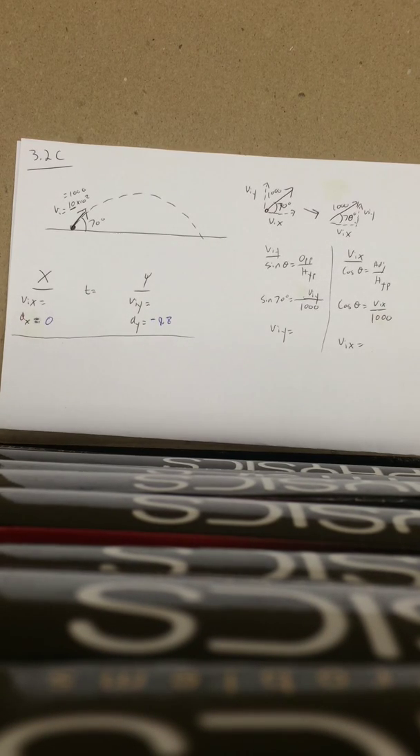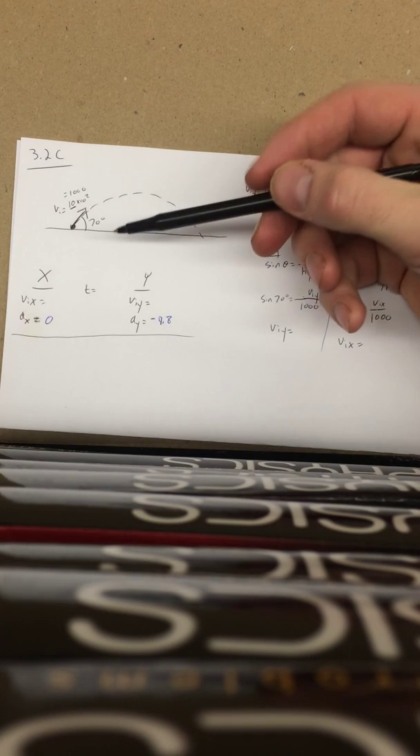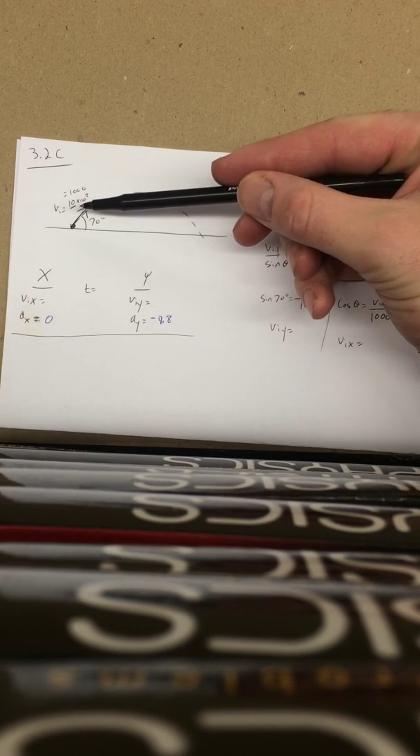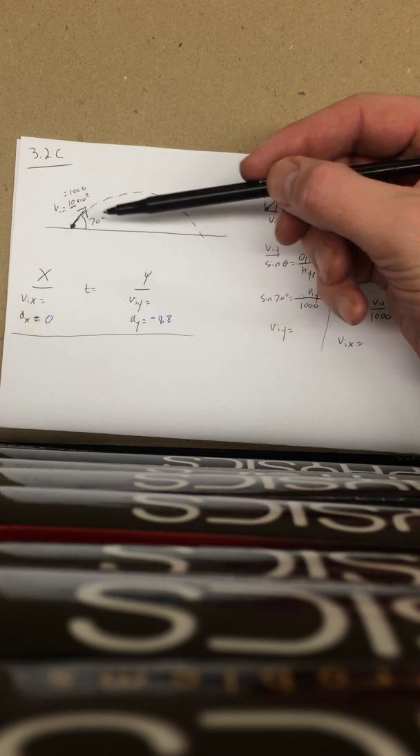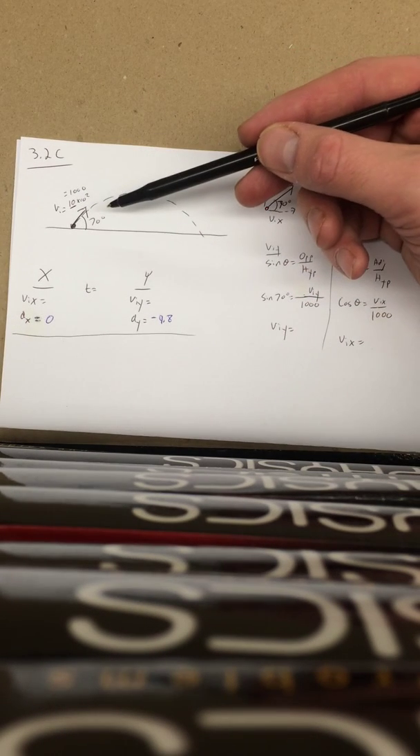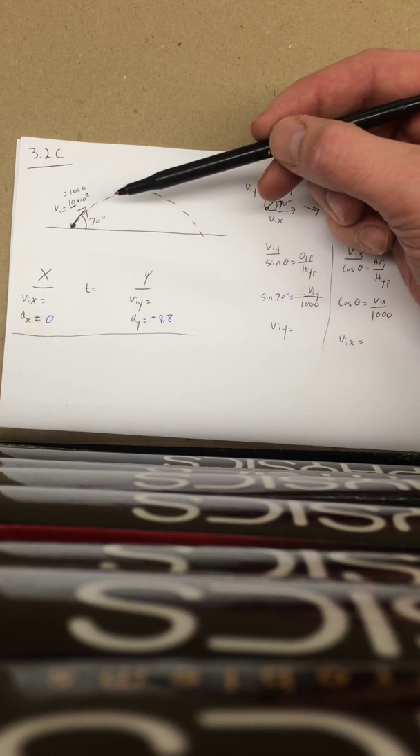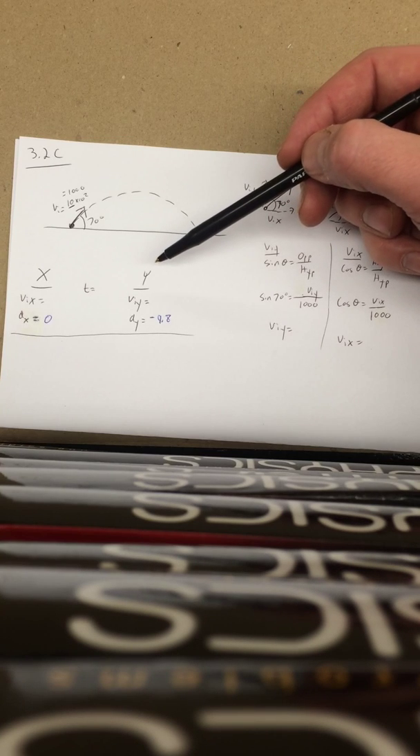Alright, we're taking a look at question 3.2c. It says a ball is being launched at 70 degrees with the initial velocity of 10 times 10 to the second. Oh, that's my code, so it's about 1,000. Oh, it is 1,000. This resultant here, we're going to have to break up into a horizontal and a vertical component.